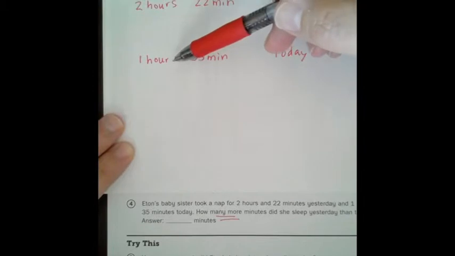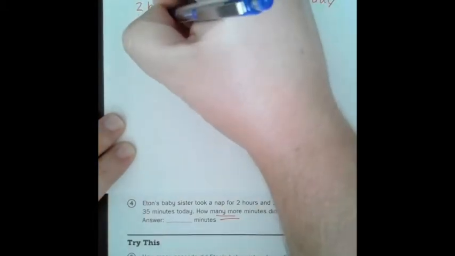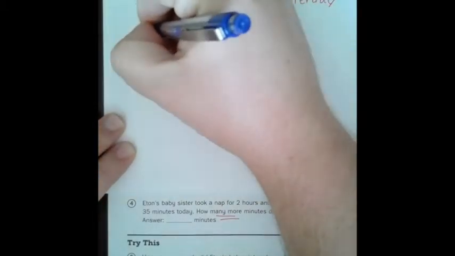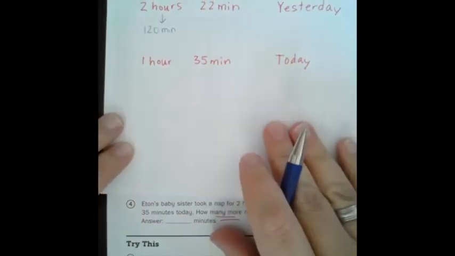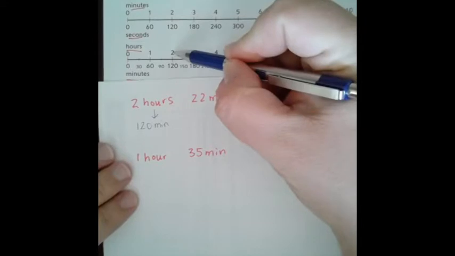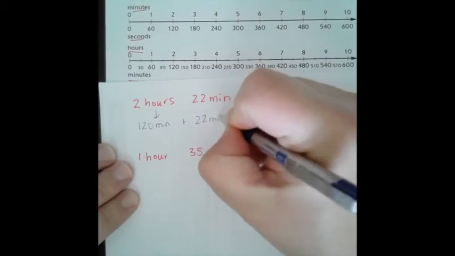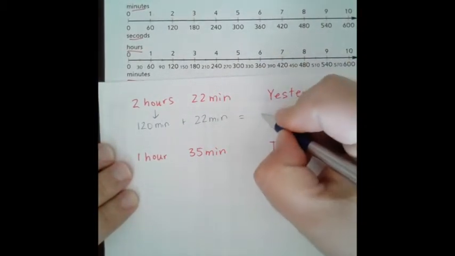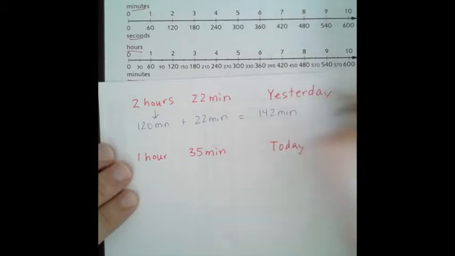So yesterday, she slept a total of 2 hours and 22 minutes. And today, she rested for 1 hour and 35 minutes. So I need to convert all my hours and minutes into minutes because they're asking us for how many minutes. So I'm going to take my hours and convert those into minutes. So 2 hours I know is 120 minutes. And if you forgot, you can look up here on your scale. 2 hours is 120 minutes plus the 22 extra minutes for a total of 142 minutes. That's how much she slept yesterday.